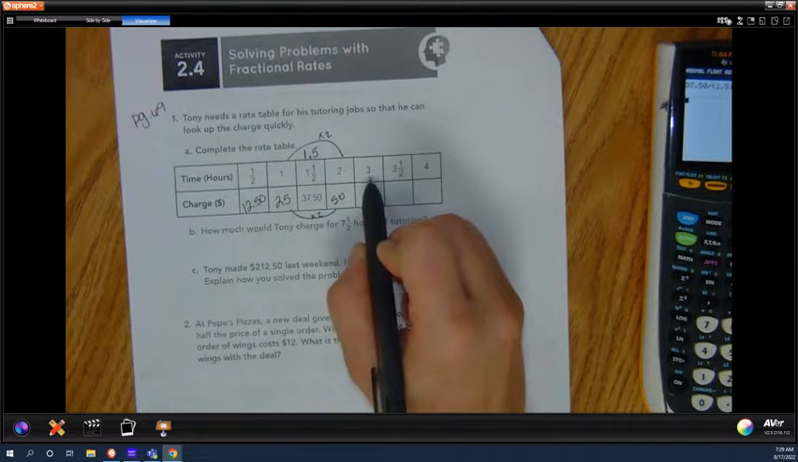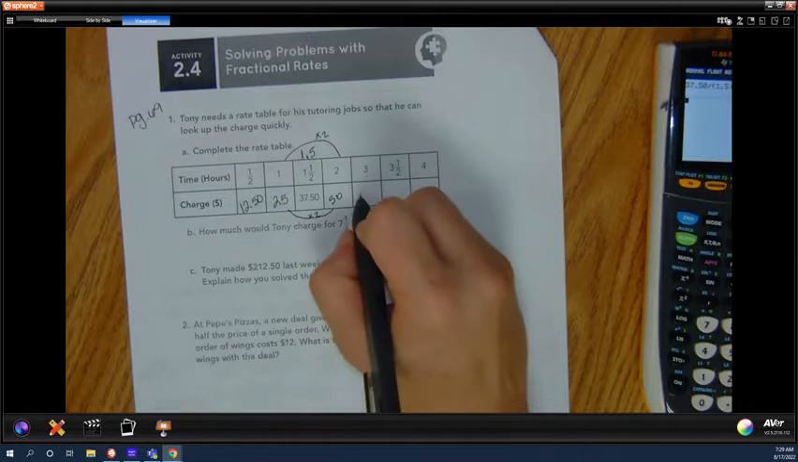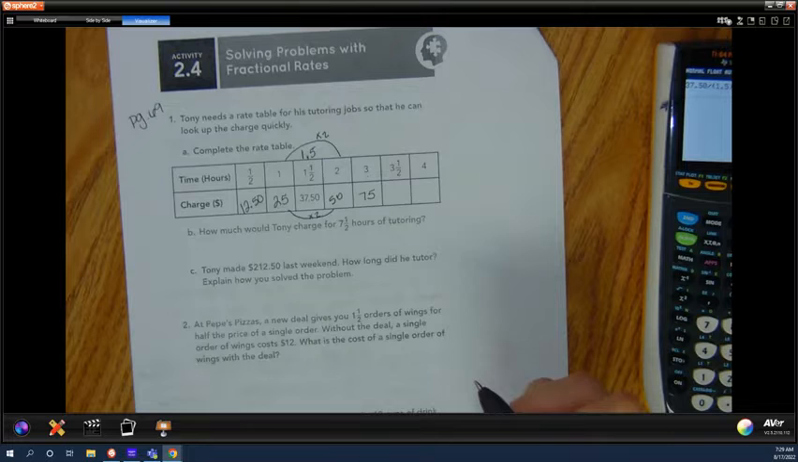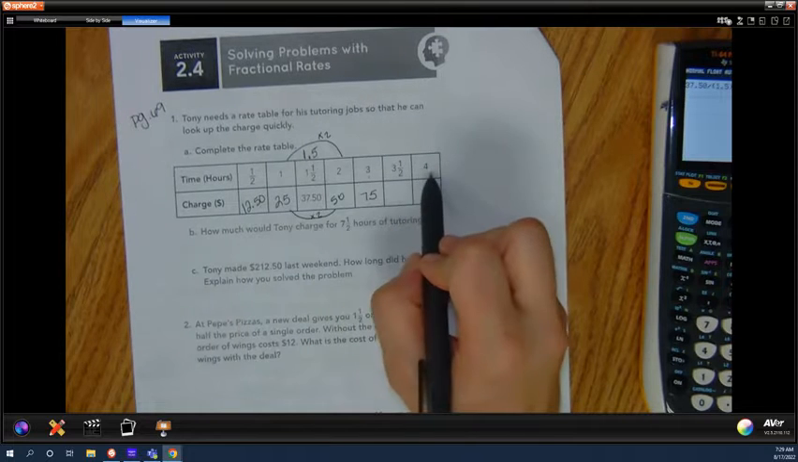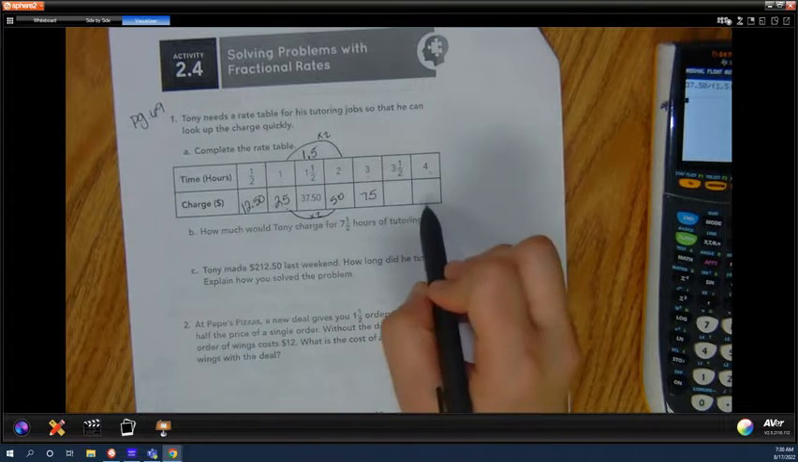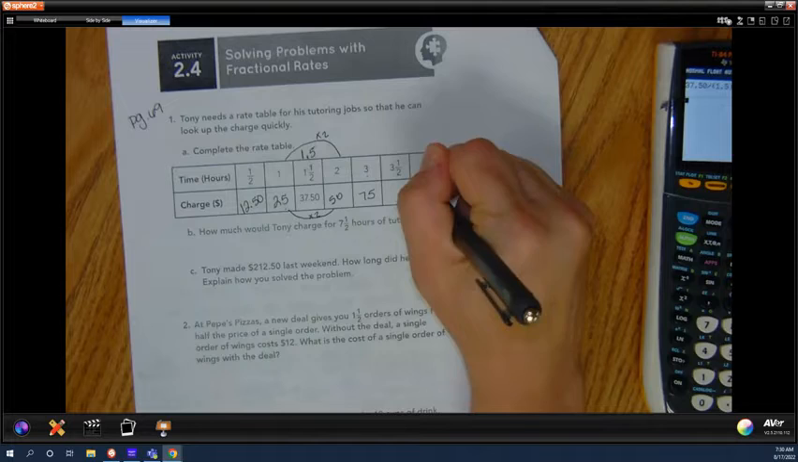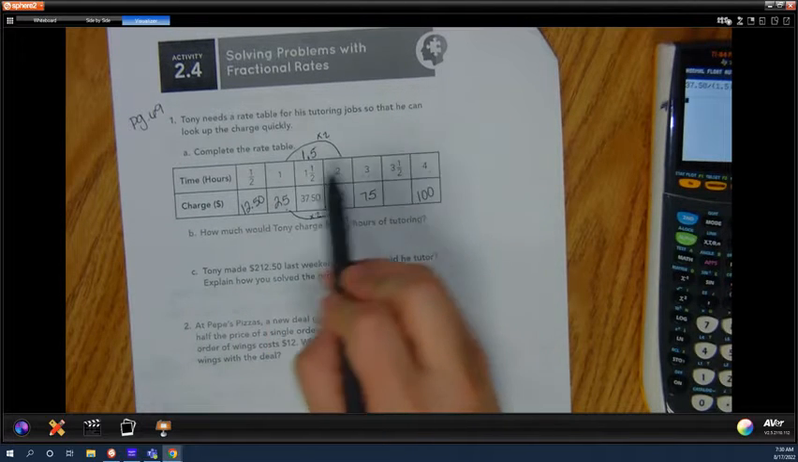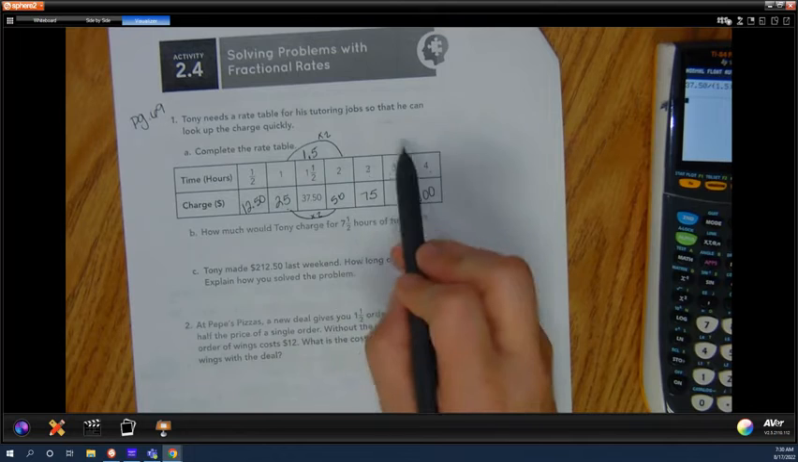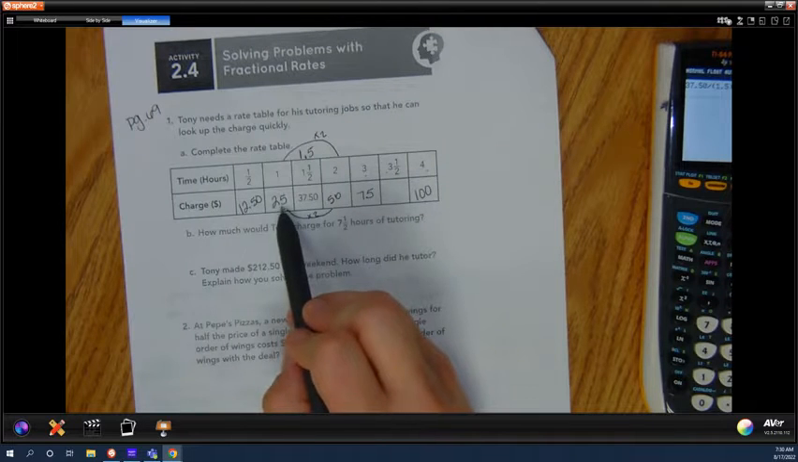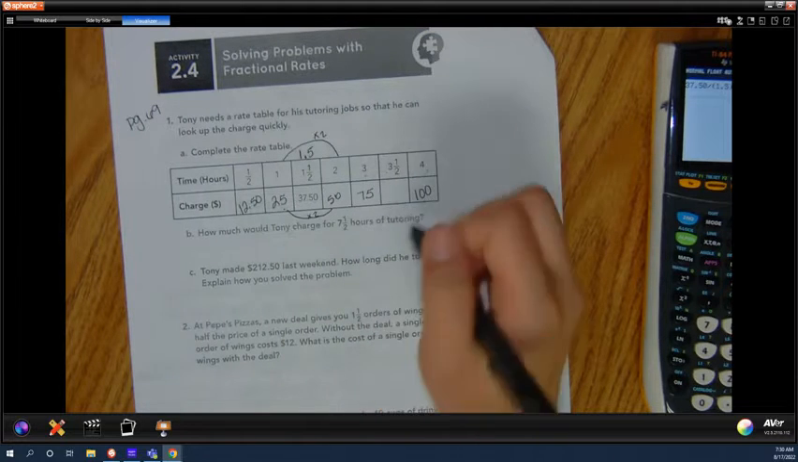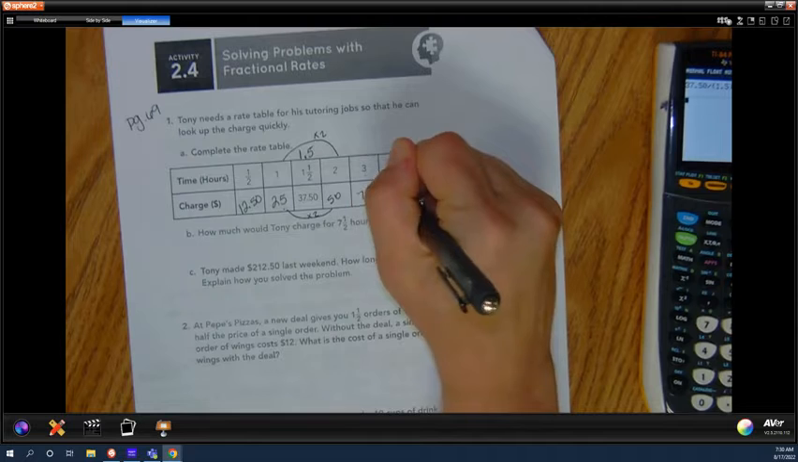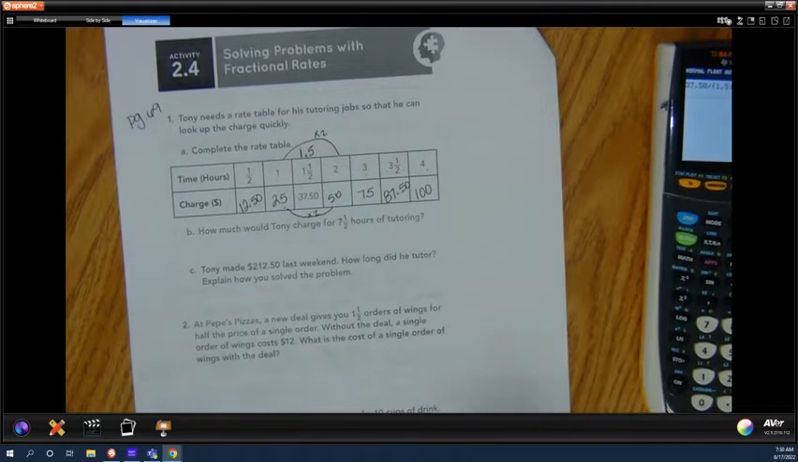1 to 3 is triple. Well, 25 times 3 is 75. 1 to 4 is quadruple. Well, 25 times 4 is $100. And then I need to do 1 to 3.5. Well, that's 1 times 3.5. So 25 times 3.5, that's going to get me $87.50.